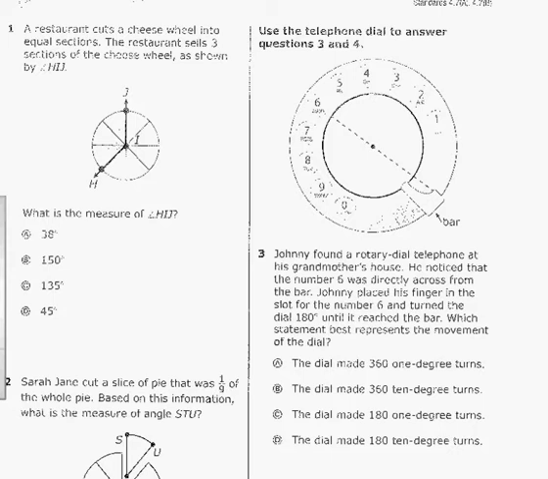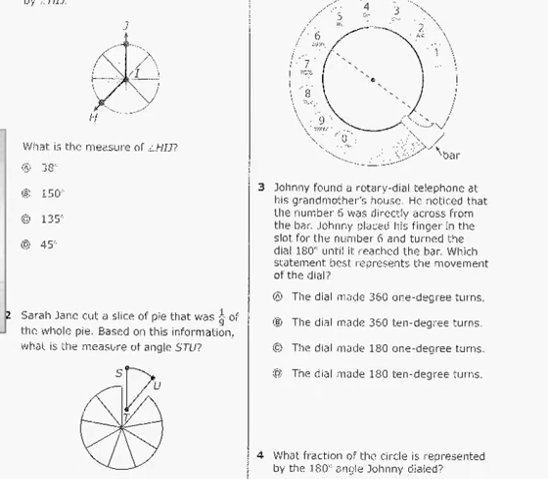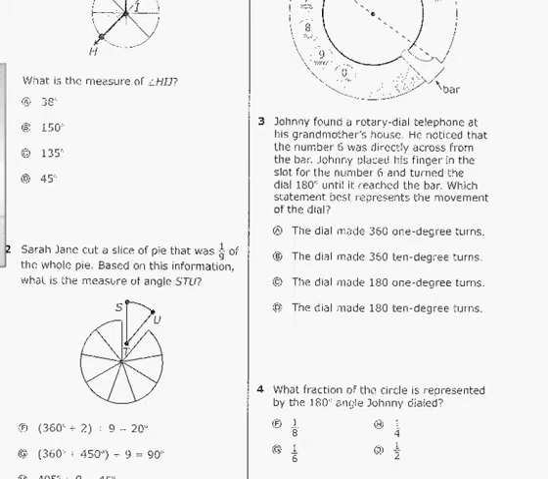The dial made 360 1-degree turns. The dial made 360 10-degree turns. The dial made 180 1-degree turns. The dial made 180 10-degree turns. And question number 4. Put down so we can see that. Okay. What fraction of the circle is represented by the 180-degree angle Johnny dialed?